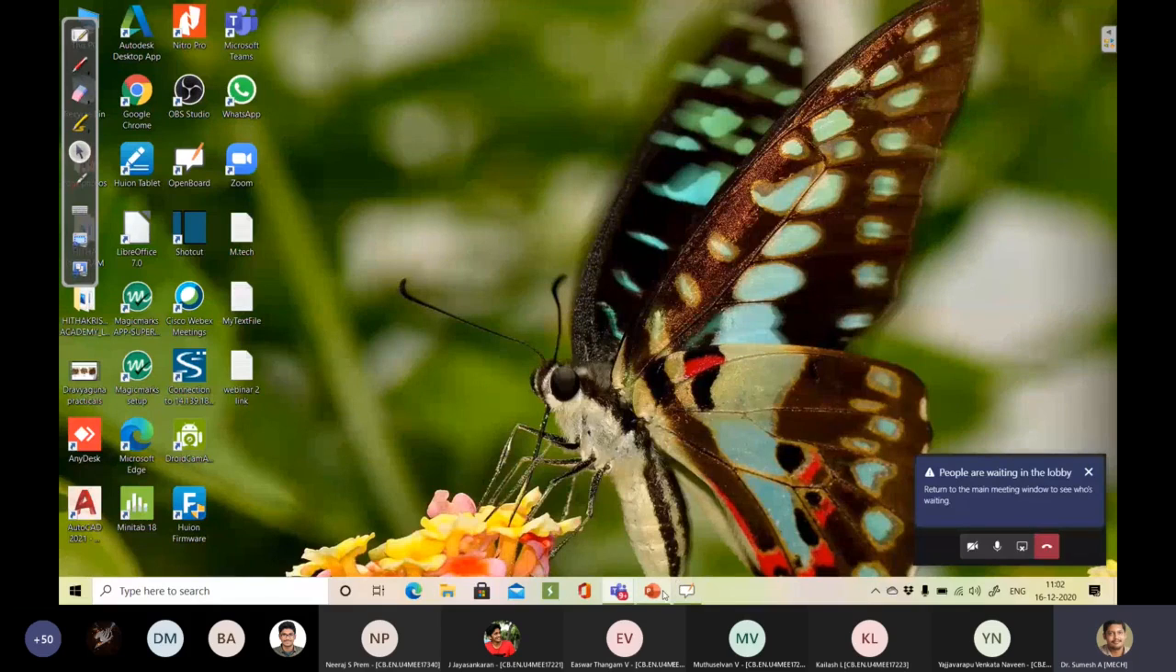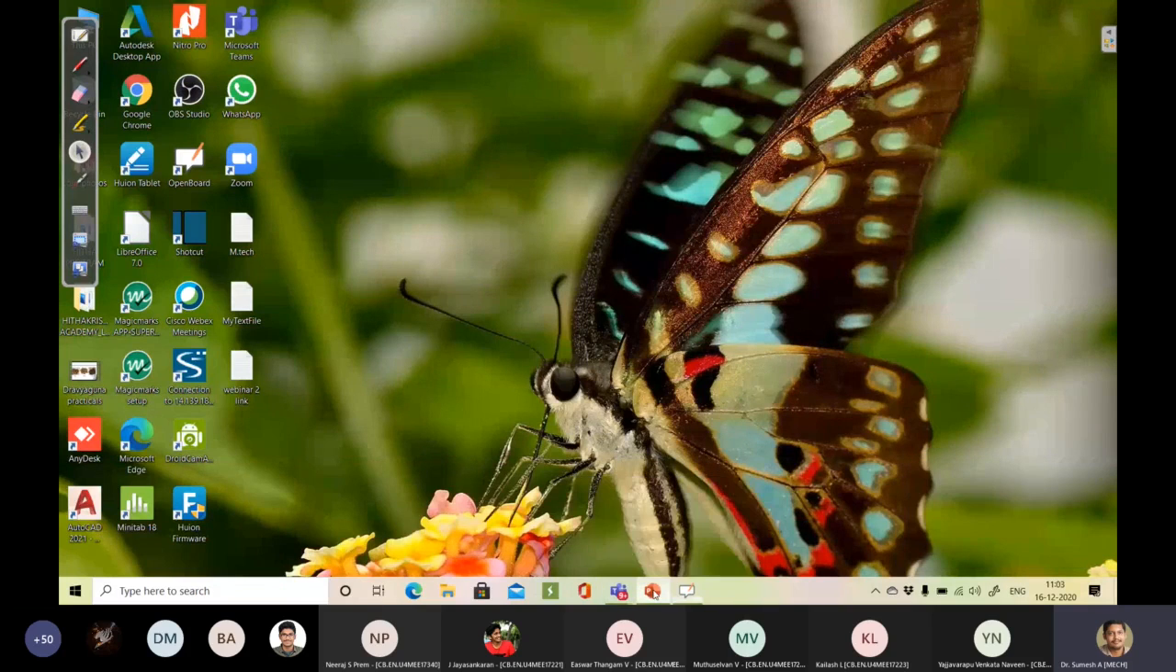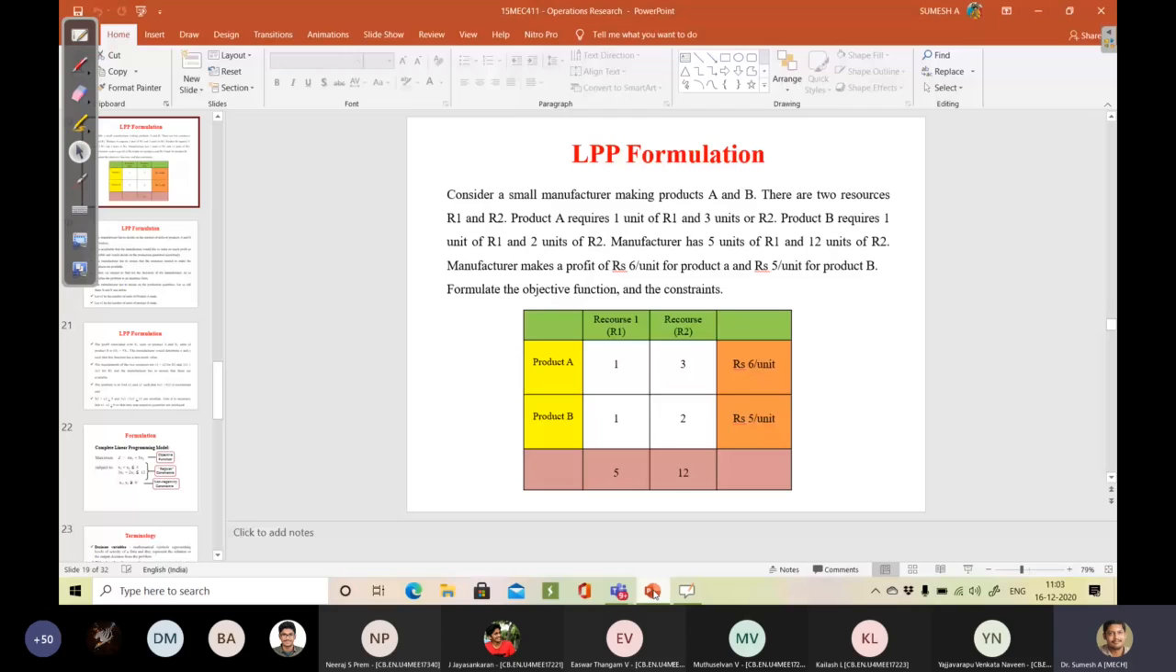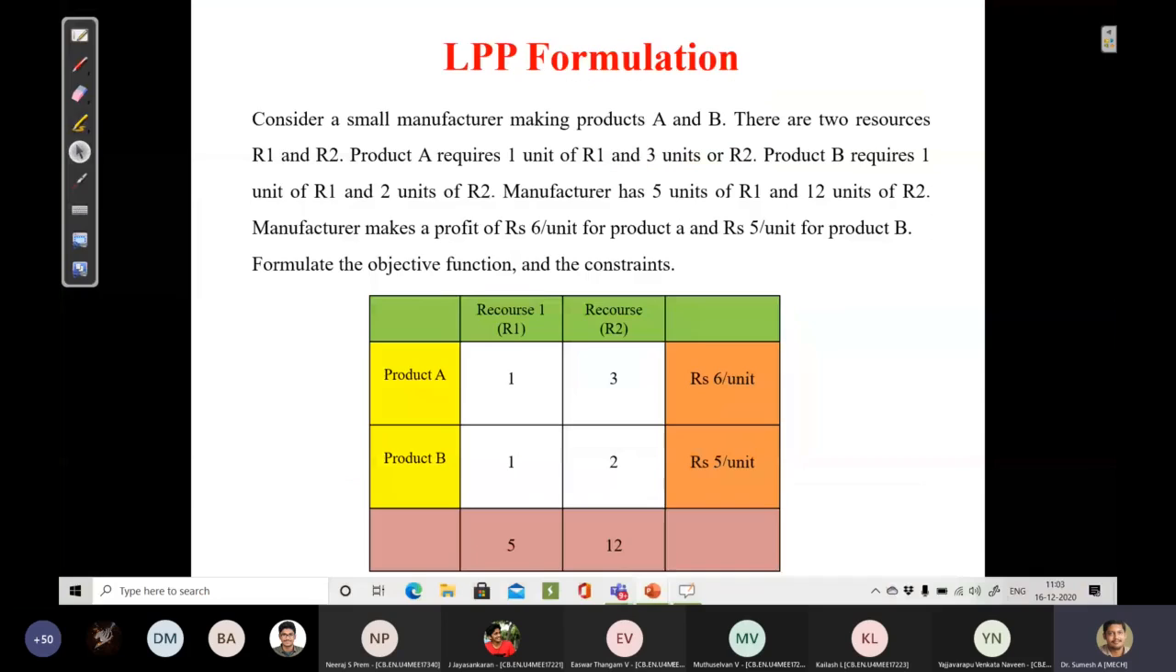This was a problem that we solved in yesterday's class. This is just rearranged for you to understand it clearly. So we have two products, product A and B, and the profit of product A by selling one unit and profit of B by selling one unit is shown over here. The resource required is shown over here. And the constraint in terms of resource is also shown in the problem.